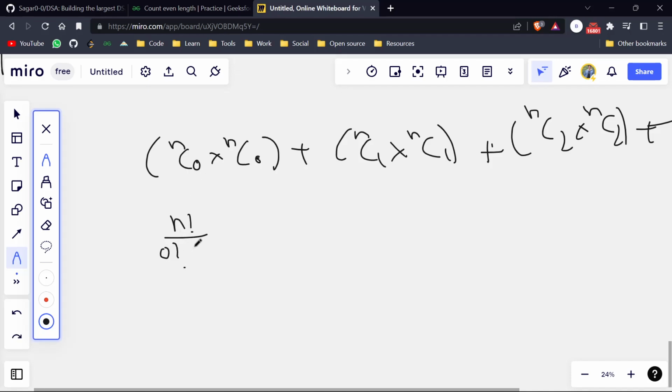So what is n minus r factorial? That is n minus 0 factorial. So n minus 0 factorial will be n factorial itself. So it is the thing, and the same thing will be here. So this is the exact same thing here.